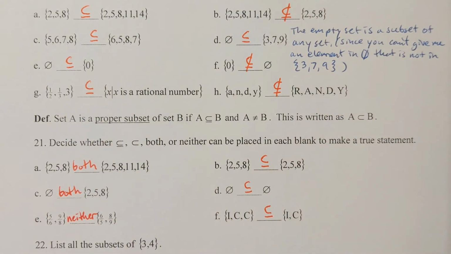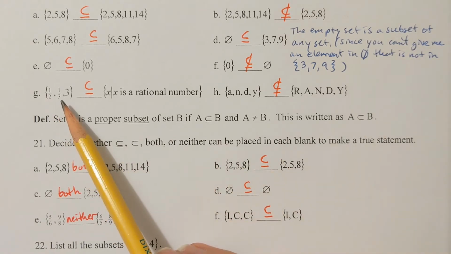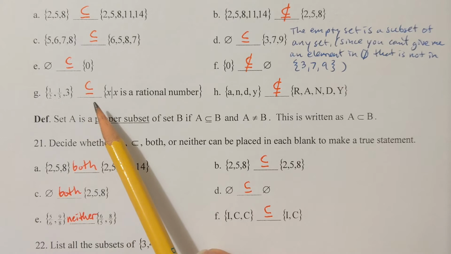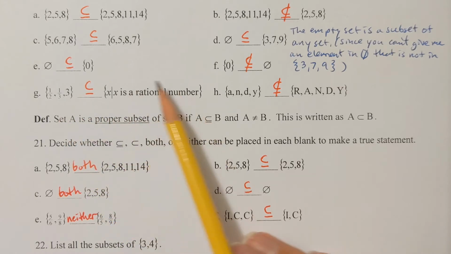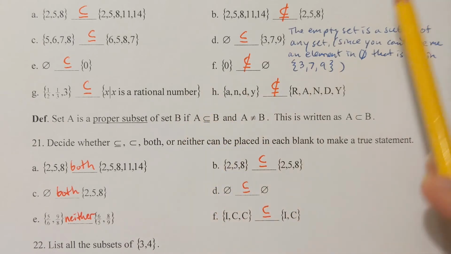Part G, you've got the set containing 1/2, 1/3, and 3 is a subset of the set containing all x such that x is a rational number. Yeah, that's true. 1/2, 1/3, and 3/1 are all examples of rational numbers. So those three elements would be seen in the bigger set, which is the set of all rational numbers. Okay.